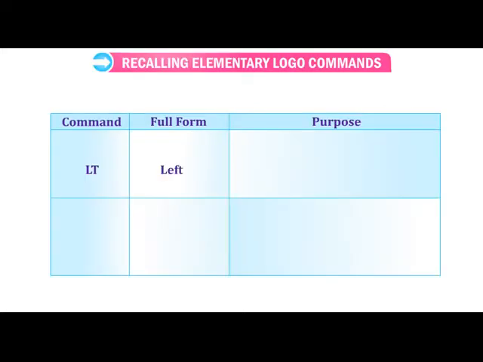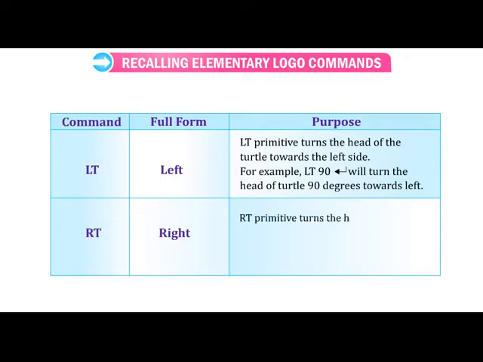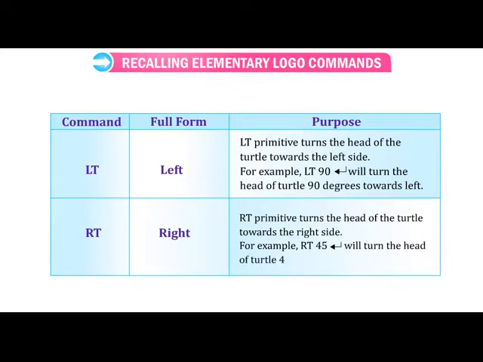LT, left. The LT primitive turns the head of the turtle towards the left side. For example, LT 90, enter, will turn the head of the turtle 90 degrees towards the left. RT, right. The RT primitive turns the head of the turtle towards the right side. For example, RT 45, enter, will turn the head of the turtle 45 degrees towards the right.